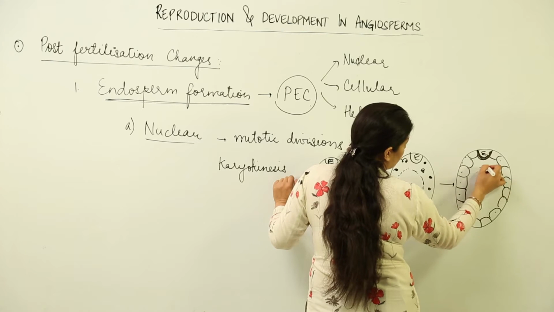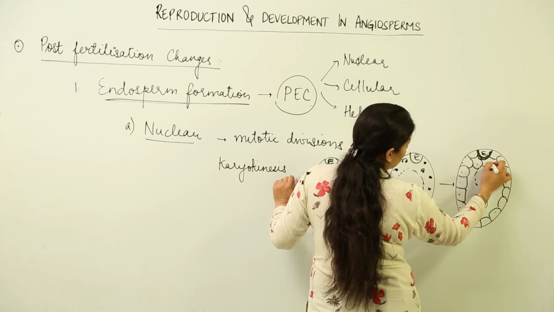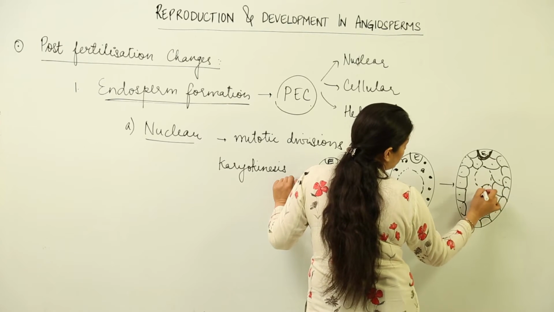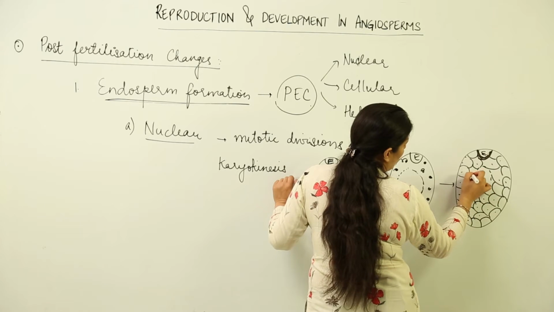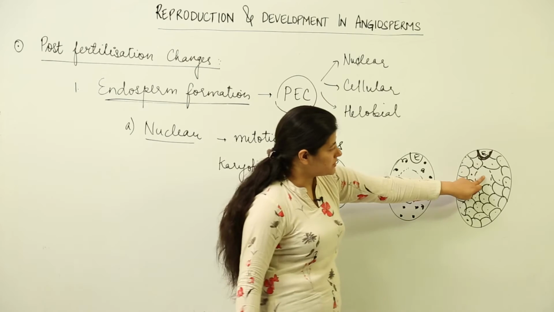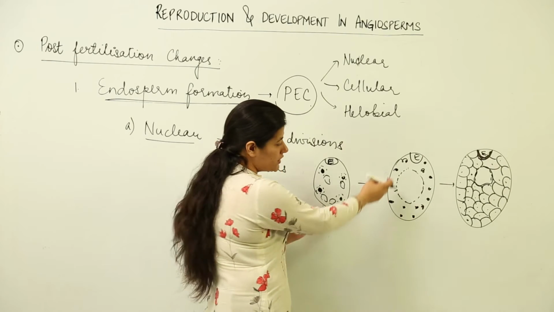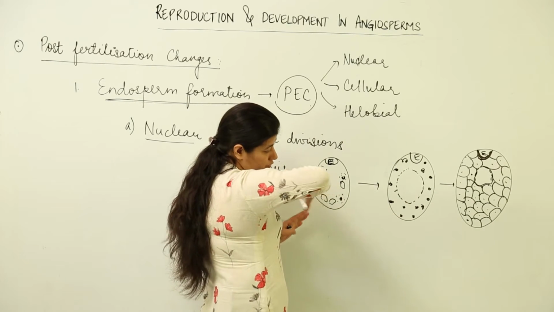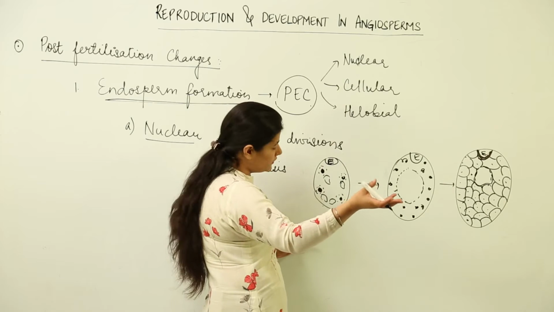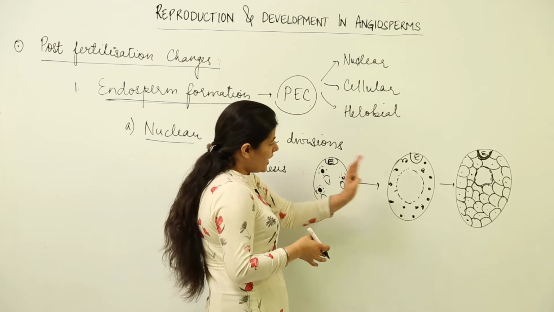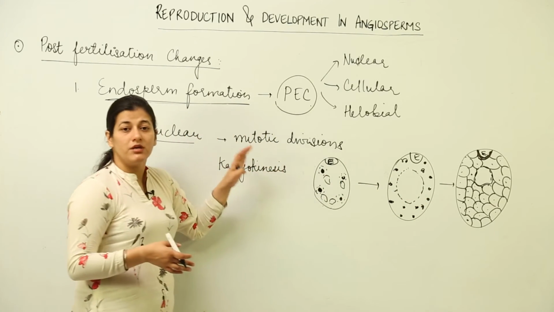With cytokinesis, the vacuole becomes smaller and we have the endosperm being formed, which has nutritive material stored inside its cells for the nourishment of the embryo. This central part is the vacuole. Earlier, this vacuole was huge in size. The nuclei were arranged towards the periphery. There were no cell walls. Later on, cytokinesis took place, cell walls were formed, and this is how nuclear endosperm is formed.